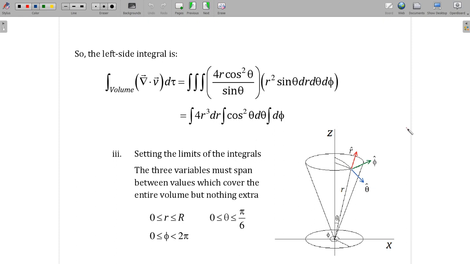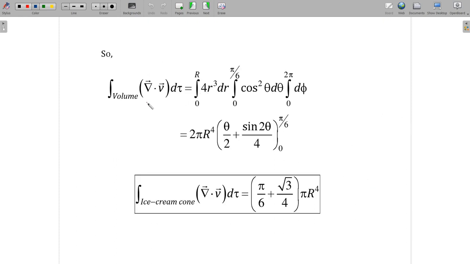So this is how the limits define the cone, and we put the limits and just perform the three integrals separately. We can perform them in any order because the limits are independent of each other, and we get this answer, which is probably not very difficult for any of you. So this is the left integral which we have finally achieved.